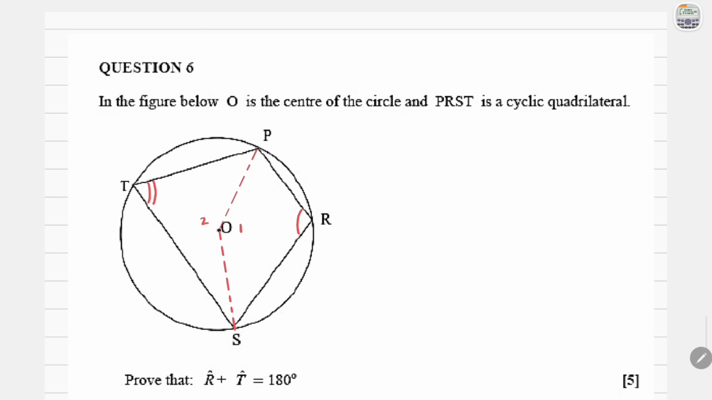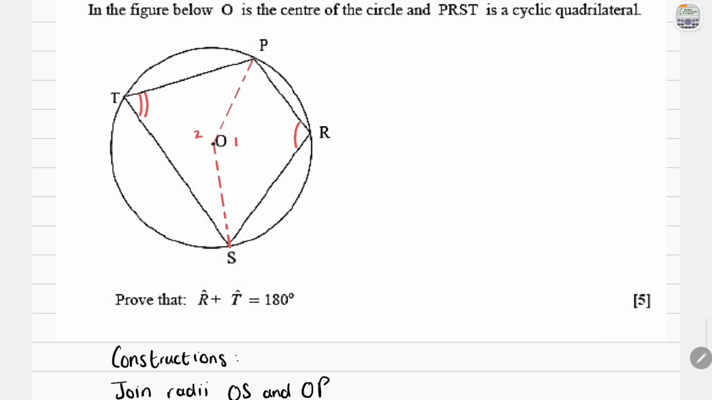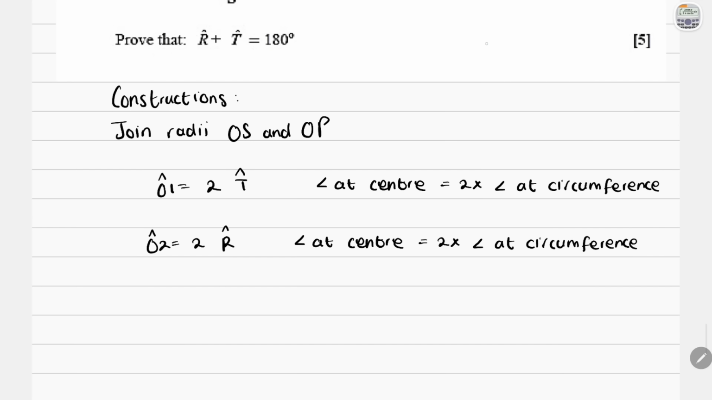Okay? Now here's the thing about this. You see that we added these two together and we got 180 degrees. So we're going to add the angles that include them.